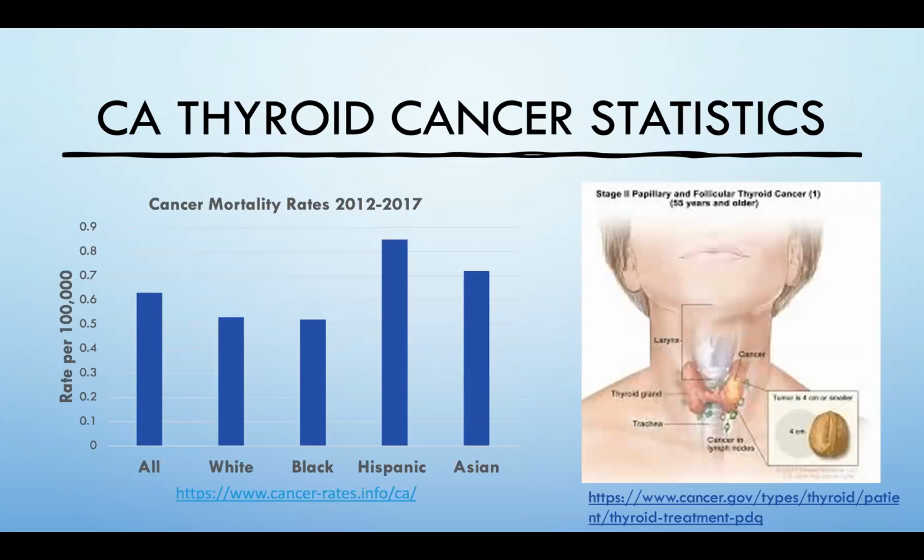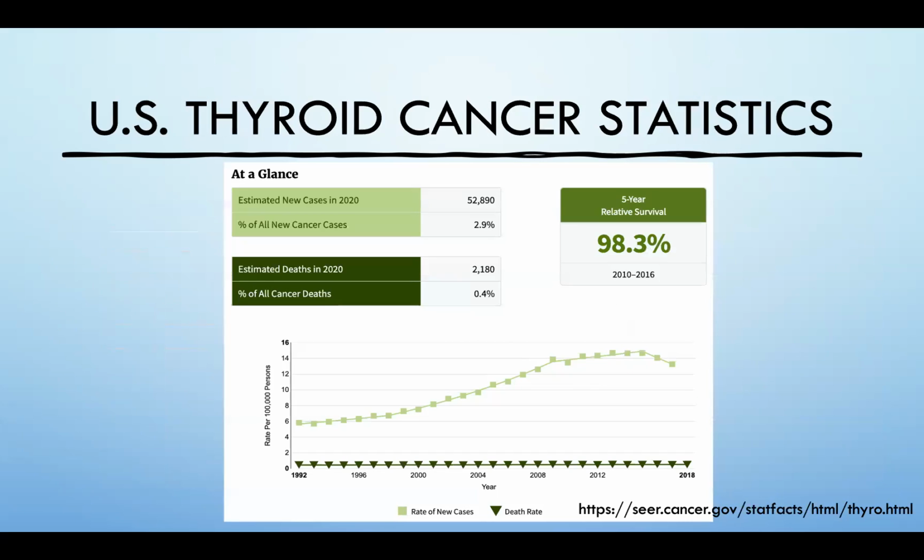And for the mortality rates, looking at the different racial disparities, the cancer incidence rates are actually pretty similar, but there are higher mortality rates in Hispanics than in the general population. And mortality rates are about similar between men and women. But the good news is it's not really a high mortality rate cancer.